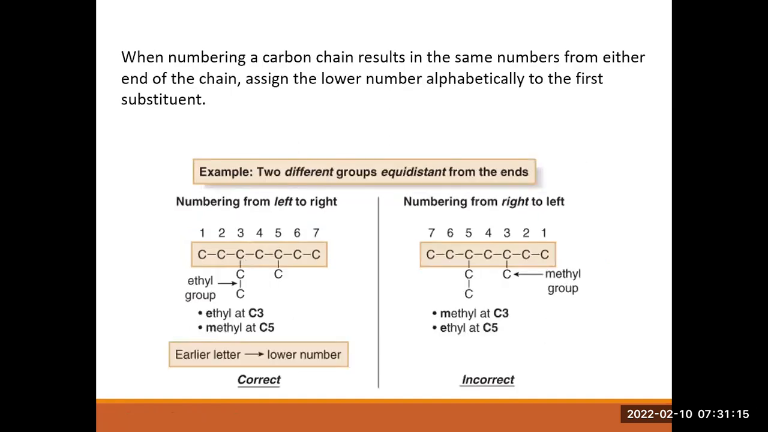When numbering a carbon chain results in the same numbers from either end of the chain, assign the lower number alphabetically to the first substituent. So this is how you do it. Two different groups equidistant to the ends. Meaning even if you start from right to left or left to right, they have the same distance from the edges. So this is the third, ethyl at C3, methyl at C5. Earlier letter means the lower number. We would still have to follow the lower number.